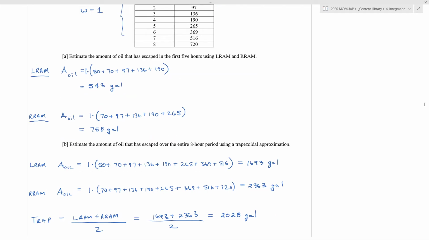So, are those numbers correct? Did anybody get something different? I got the same. Okay, good. So that's just a shortcut. In my mind, it's easier just to do LRAM and RRAM and do the average of the two. Now, if you actually did the trapezoidal calculation, you should get exactly that number, 2,028 gallons. It's just a lot more work.